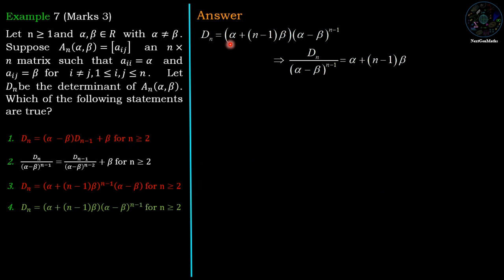Now for option number 2, we divide both sides by (alpha minus beta) power n minus 1. Then we have Dn divided by (alpha minus beta) power n minus 1 equal to alpha plus n minus 1 beta.